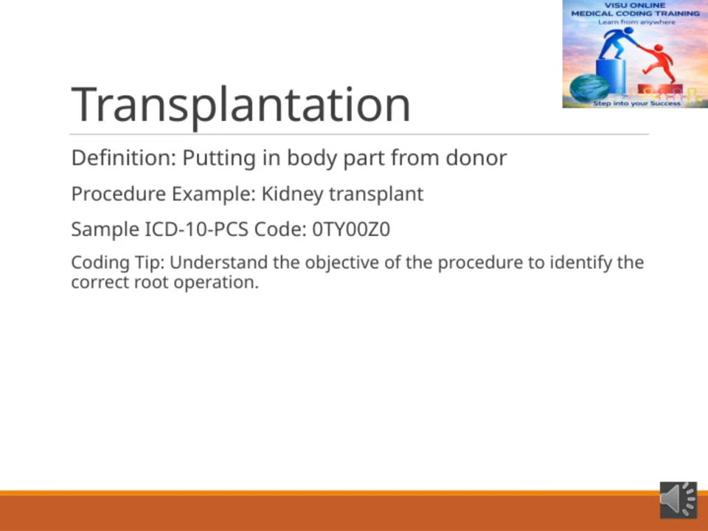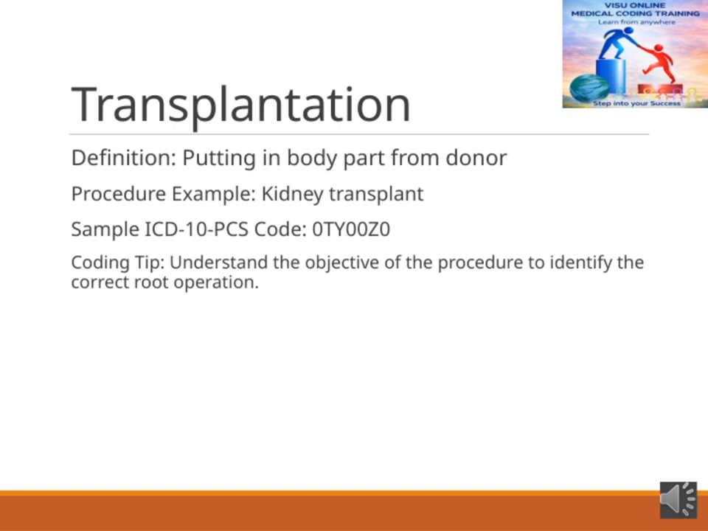Today, we're looking at the concept of transplantation, which involves putting a body part from a donor into a recipient. This is a critical procedure when a patient's own organ isn't functioning properly, and a transplant can be life-saving. For example, a kidney transplant is a common type of transplantation, where a healthy kidney from a donor is implanted into a patient with kidney failure. In coding, the sample ICD-10 PCS code for this procedure is 0TY00Z0.